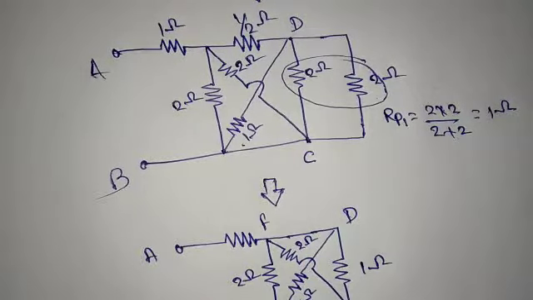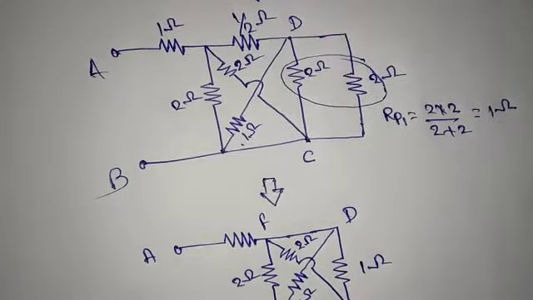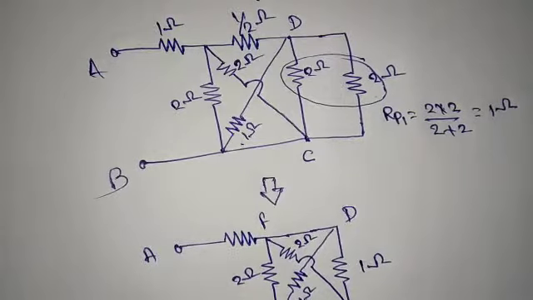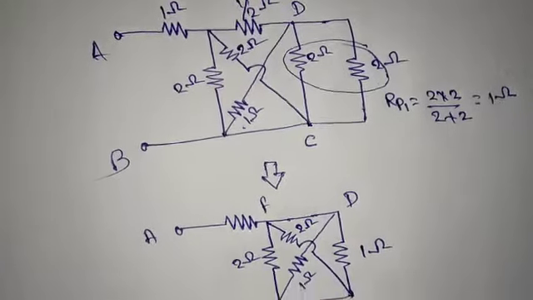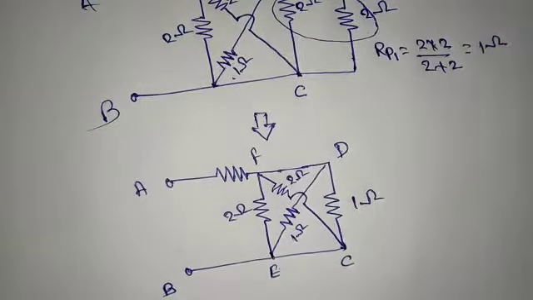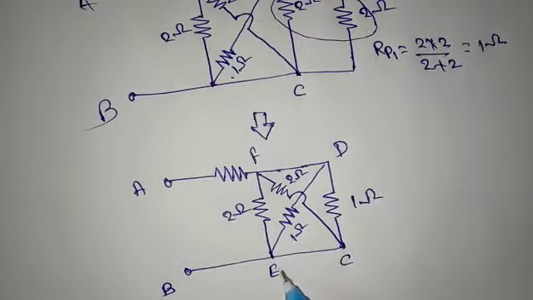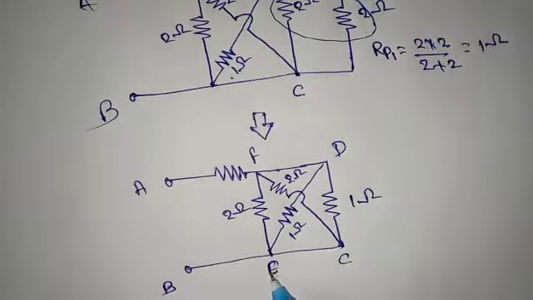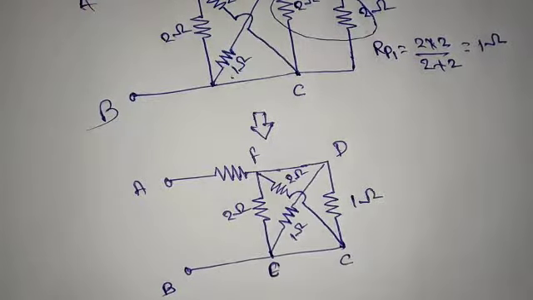Now we can see here that this is point C. Can we write point E here? No, we cannot write point E here, because between these 2 points we do not have a single resistance. Between C and E, not a single electrical element is present here. So if a single electrical element is not present here, the potential will be the same. So the point will be the same.